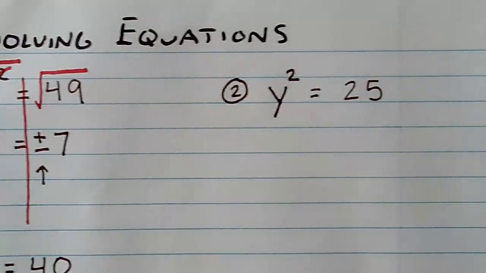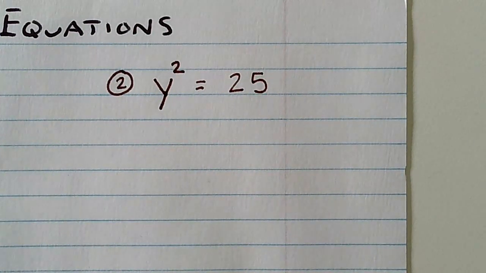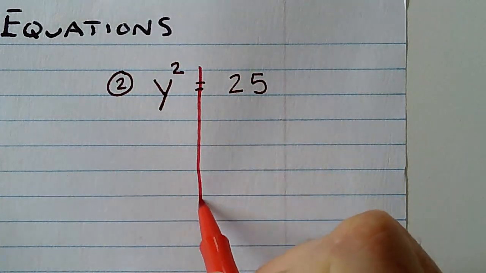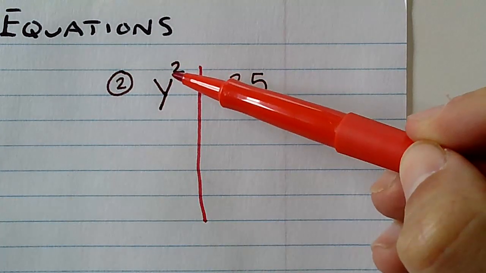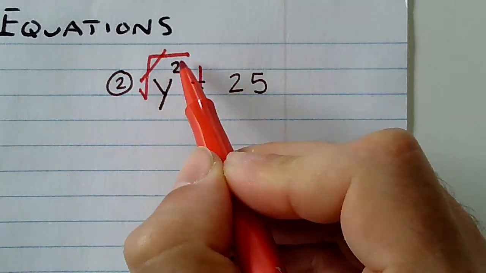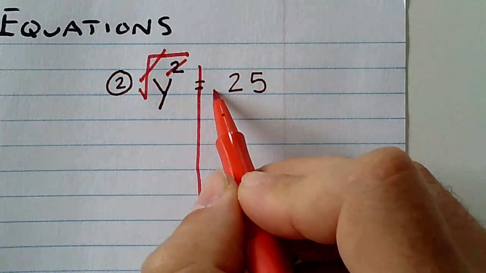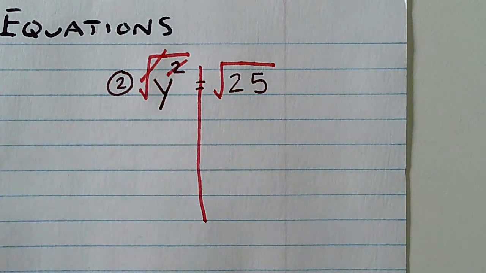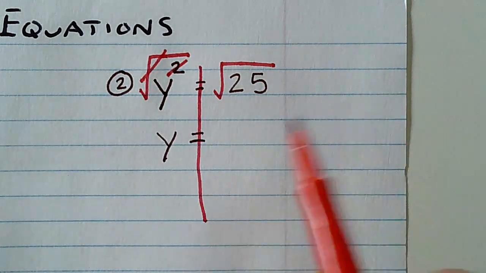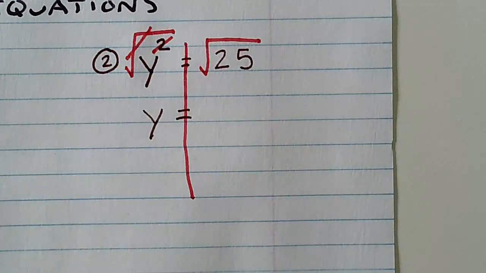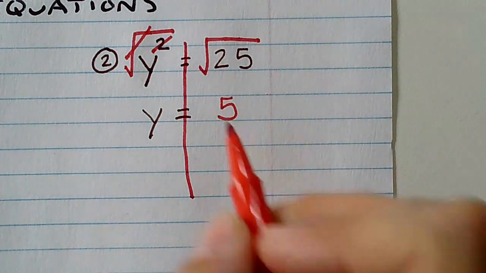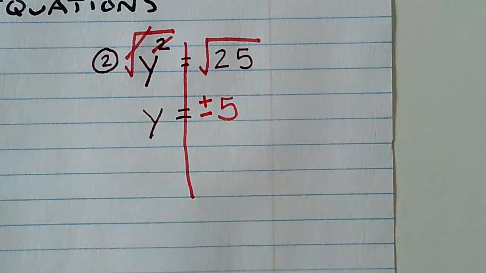Let's go ahead and look at number 2. y squared equals 25. Same idea. I'm going to draw my line. I want to undo the square, which means I have to square root, cancel, cancel, square root the right. y equals the square root of 25, which is 5. Because I'm solving an equation, I want both answers, positive and -5.